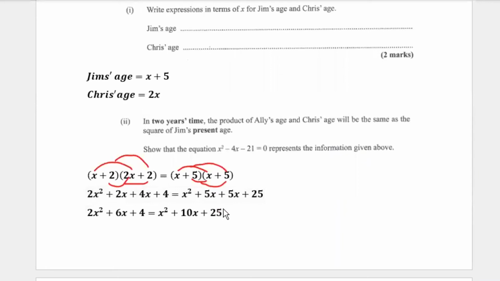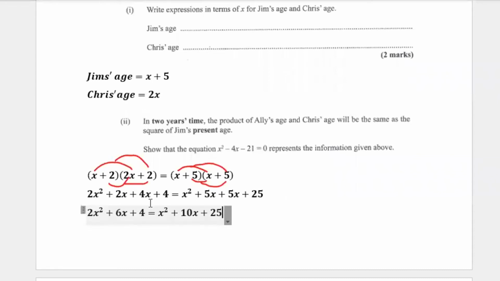Go ahead, Aaron. So just like to know which year we're doing? June 2021, last year paper. Okay, sir, thank you. No problem.